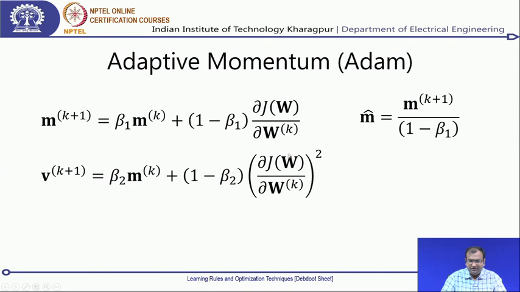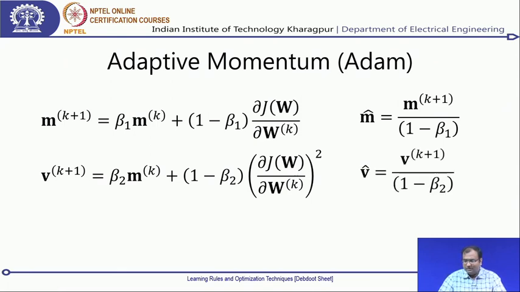Now, similarly, you find the second quantity which is called velocity v, and this velocity is dependent on the second order, or the square, of the derivative. This is not the second derivative, but the square of the derivative, a much sharper function. So, you have one which is dependent just on the derivative and the other one which is dependent on the square of the derivative.